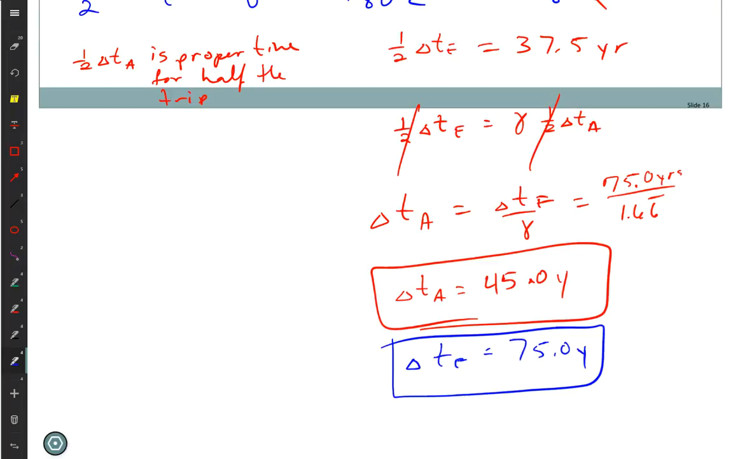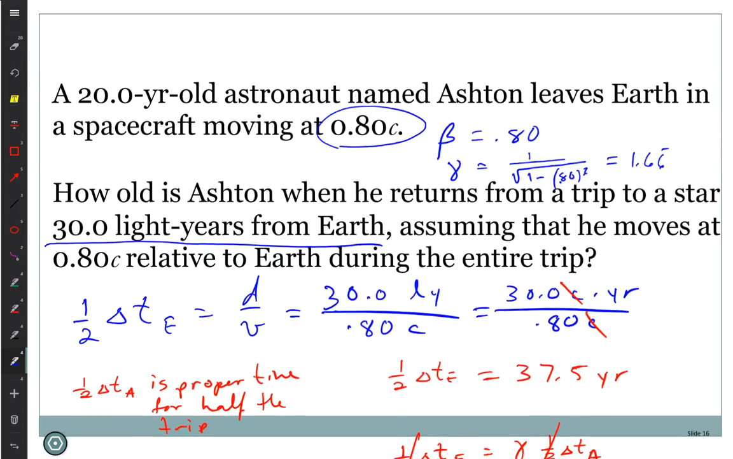Now, if we just look at these numbers and if we say one's the proper time, which one would it have to be? It has to be the astronaut because the proper time is always the shortest possible time. Now, where is the problem here? Have you guys heard of the twin paradox? Okay, the twin paradox is what we just did in a nutshell.